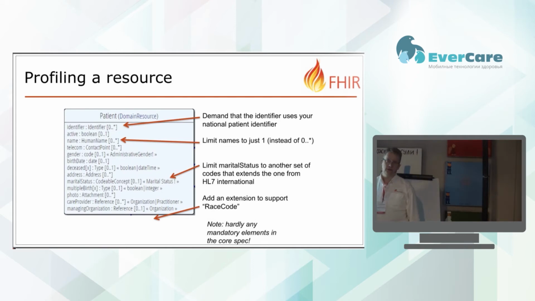Profiles can constrain cardinality. Profiles can constrain what data types are allowed to be used. For example, instead of allowing both a birth date, a deceased date and a deceased indicator, you might say that you have to have a deceased date.